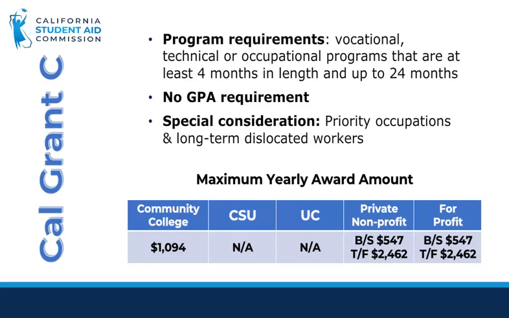If a student is not eligible for a Cal Grant A or B, they could still be considered for a Cal Grant C if they are enrolled in an occupational or technical program of at least 4 months in length. Students still must meet all income and asset requirements and have financial need, as we discussed earlier. Unlike Cal Grant A or B, Cal Grant C has no GPA submission requirement. Students need to attend a Cal Grant eligible institution that offers a recognized occupational or technical program.